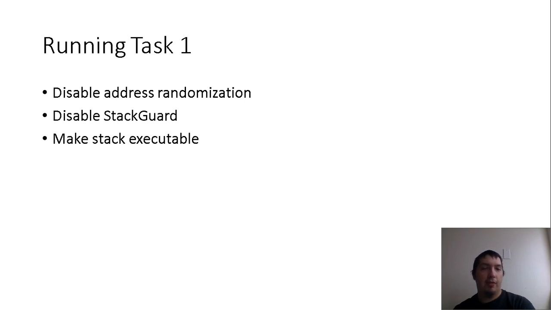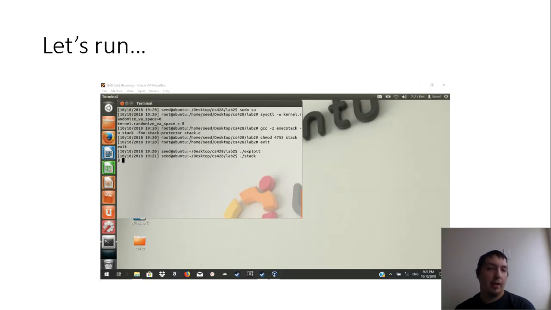And now we actually get to run the code. For this, I need to ensure that address randomization is disabled, that the stack protection is disabled, and that the stack is executable. And so we run it. Just go from the top. I make sure I'm in root access so I can disable address randomization. Then compile stack.c so that the stack is executable and the stack protection is disabled. And then I give it root access with chmod. Then I run exploit to generate the bad file. I run stack to read from the bad file. And now I have a shellcode.